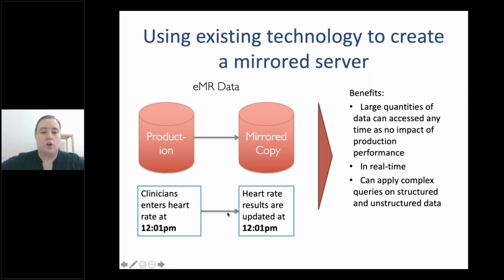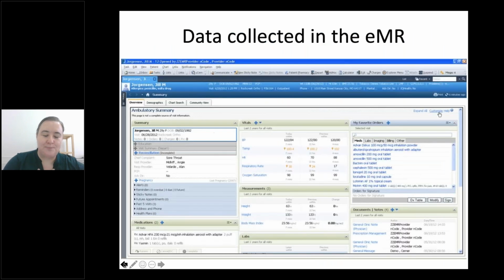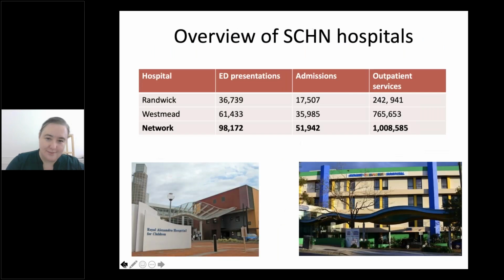Okay, so just to give you an overview of Sydney Children's Hospital Network, we have two campuses. We've got the Randwick Kids Hospital and the Westmead Kids Hospital. We see probably a few more patients at Westmead than Randwick, but overall we've got about 100,000 ED presentations a year, 50,000 admissions and over 1 million outpatient services. So it's quite a lot of data that we have across the two campuses.